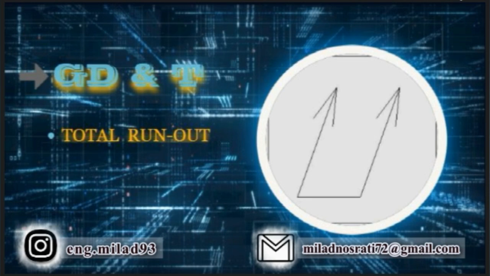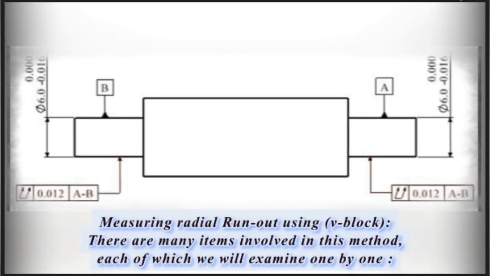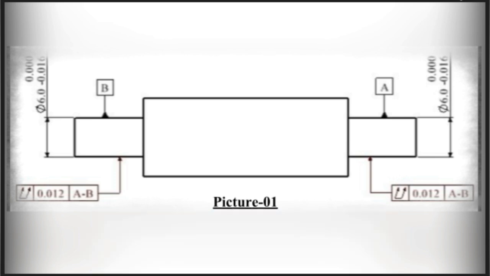I'm illustrating the training of one of the geometric tolerances, runout, with the V-block. Measuring radial runout using V-block. There are many items involved in this method, each of which we will examine one by one. We will also consider an example, picture 1.